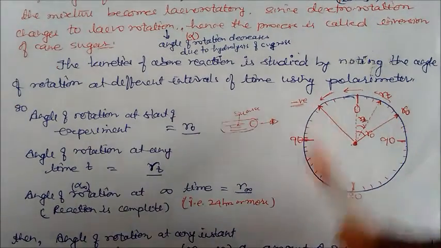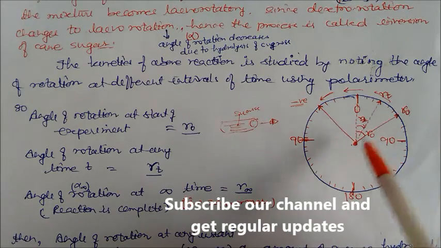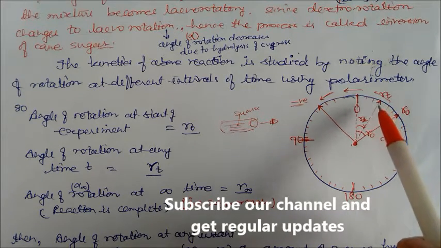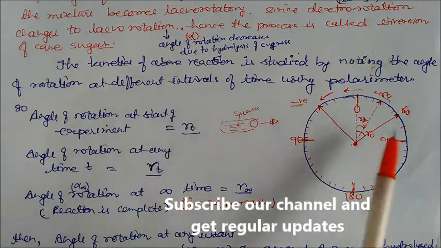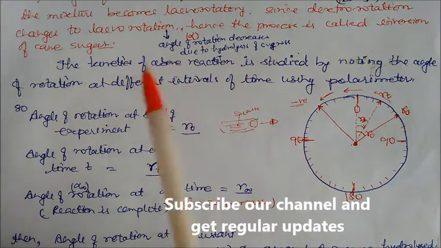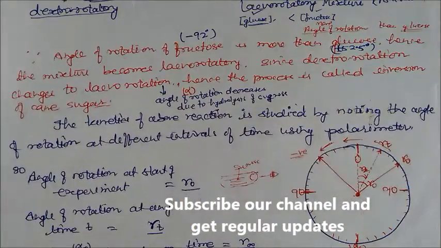This looks like a clock. This angle is R0, and this is at time t. This is the initial amount of sucrose sugar, this is at RT, and this is the rotation of the fructose. So the angle of rotation at the start of the experiment is R0. That is what we have already seen, 66.5 degrees. This is the angle of rotation.